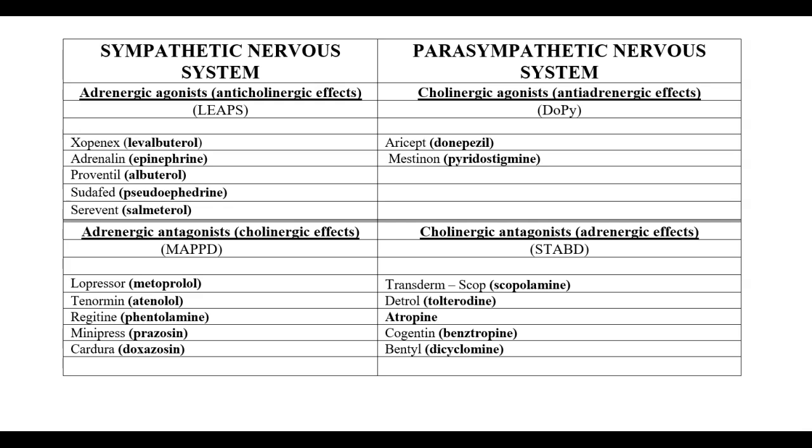The parasympathetic nervous system, you will have your cholinergic agonist as well as your cholinergic antagonist. So your cholinergic agonists have anti-adrenergic effects. So these are for rest and digest effect. Medications under this class include donepezil and pyridostigmine or Mestinon. Under cholinergic antagonists, so these have adrenergic effects, we have scopolamine, tolterodine, atropine, benztropine, and dicyclomine.